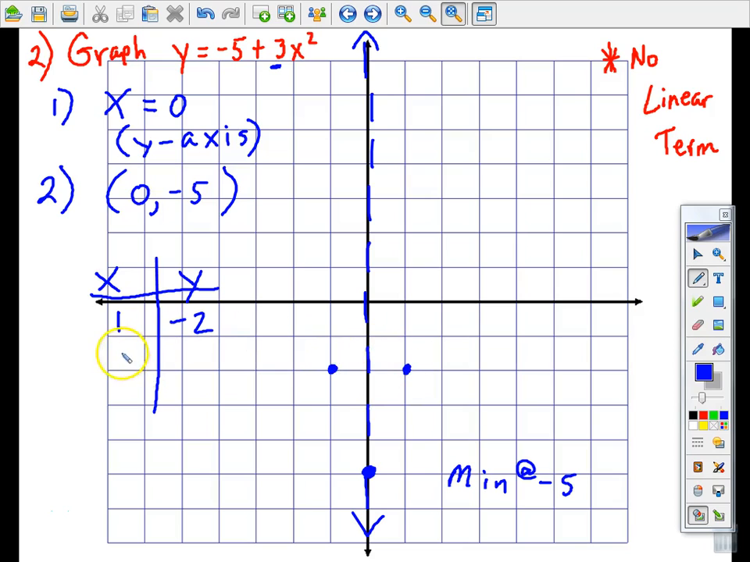All right, now let's try an input of 2. Logan? +7. Sounds good. So here's 2, 7. And because of symmetry, I have another point over here that matches it, a corresponding point. And then you do your best to make a U shape out of those 5 points. And we're done.